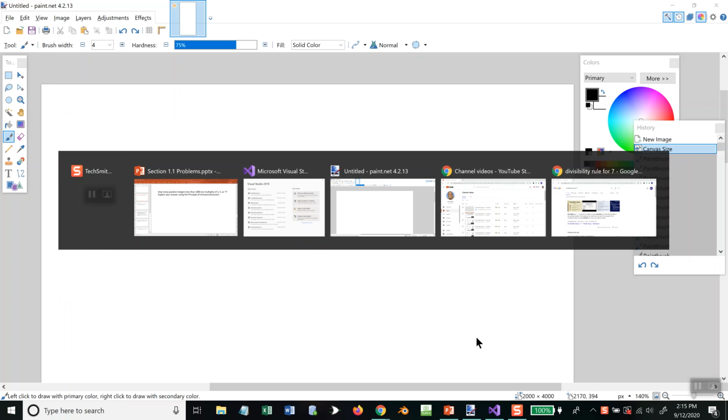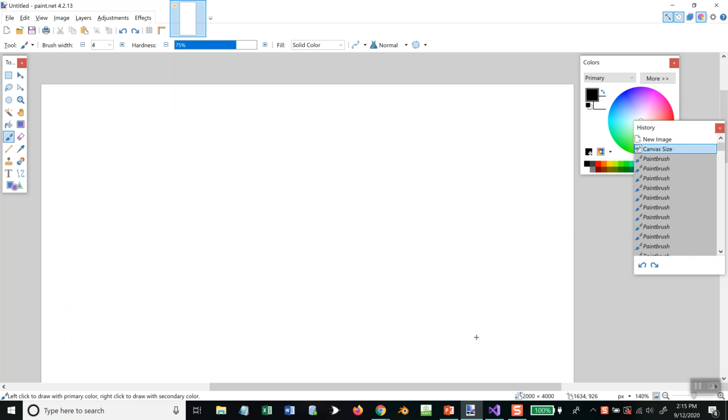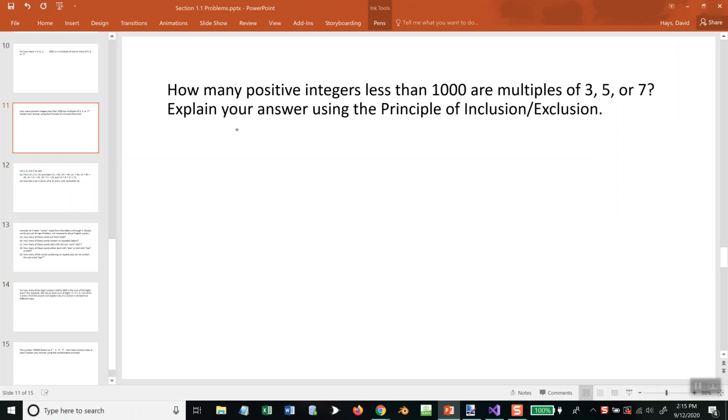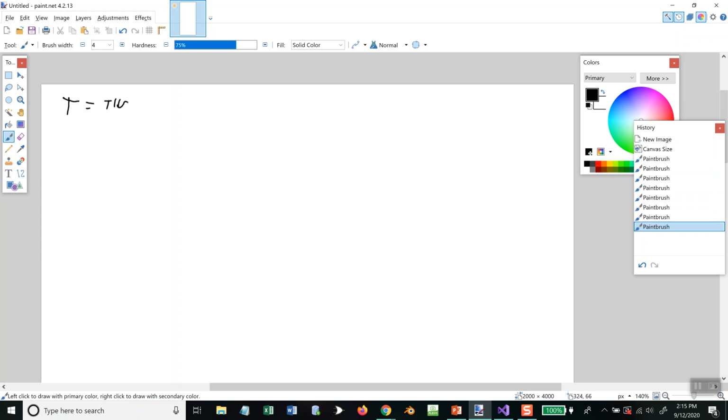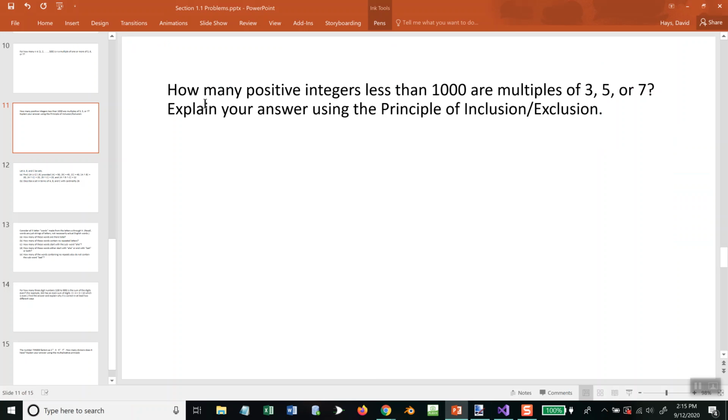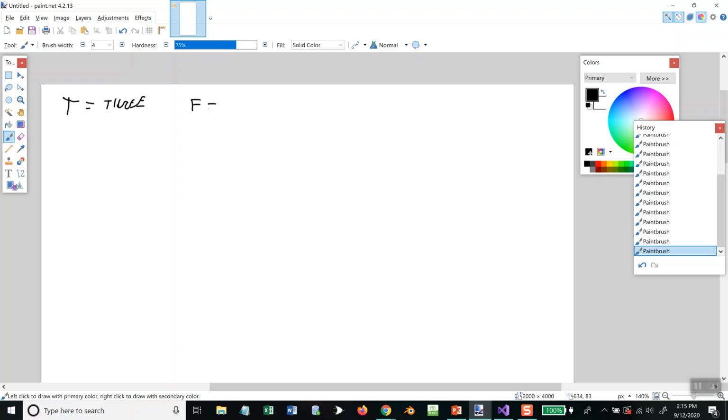Okay, so our set of numbers is positive integers, so 1 to 1,000, and multiples of 3, 5, or 7. Okay, so for 3, I'm going to say that's T for 3, and 5, F for 5, and S for 7.